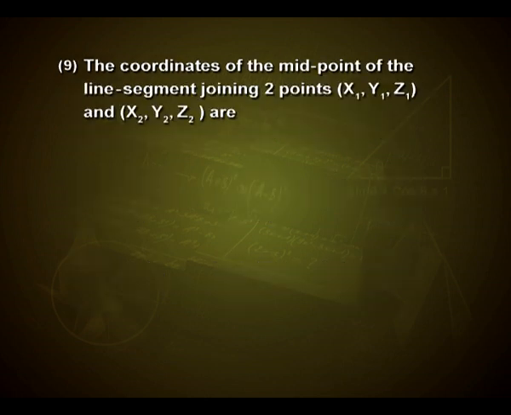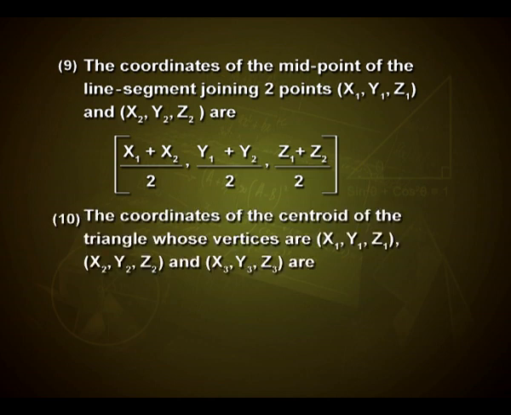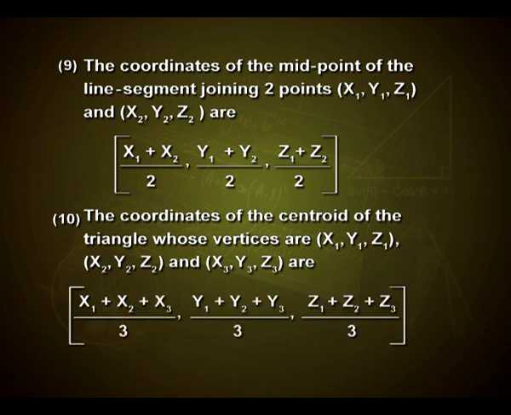The coordinates of the midpoint of the line segment joining two points (x1, y1, z1) and (x2, y2, z2) are given by (x1 plus x2) upon 2, (y1 plus y2) upon 2, (z1 plus z2) upon 2, and the coordinates of the centroid of the triangle whose vertices are (x1, y1, z1), (x2, y2, z2) and (x3, y3, z3) are given by (x1 plus x2 plus x3) upon 3, (y1 plus y2 plus y3) upon 3, (z1 plus z2 plus z3) upon 3.